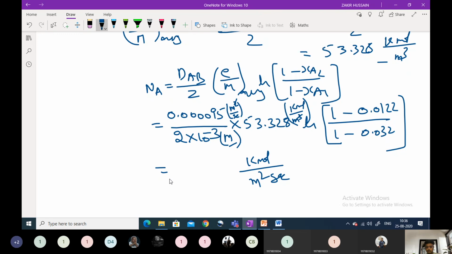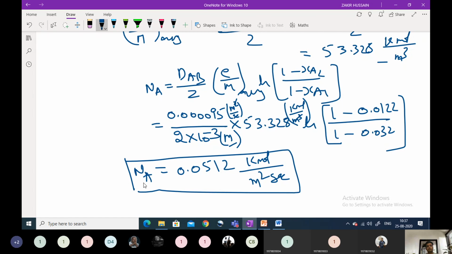Can somebody say the value? 0.0512. Okay, yes. So finally we calculated the flux. You can verify this one.